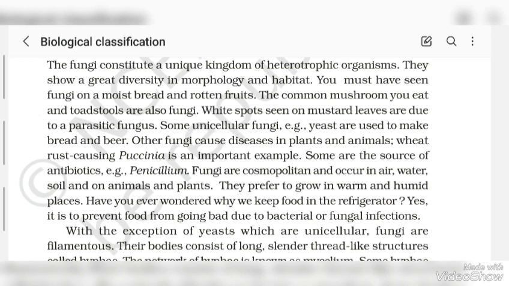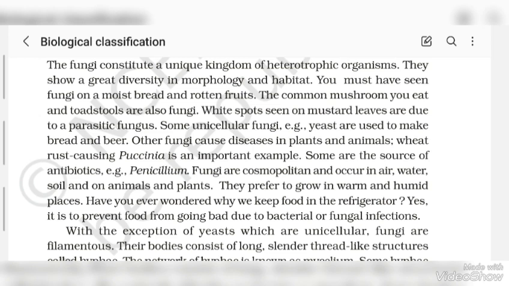Wheat rust, Puccinia, is an important example. Some are the source of antibiotics, for example Penicillium. Fungi are cosmopolitan and occur in air, water, soil, and on animals and plants. They prefer to grow in warm and humid places. Have you ever wondered why we keep food in a fridge? Yes, it is to prevent food from going bad due to bacterial or fungal infection.